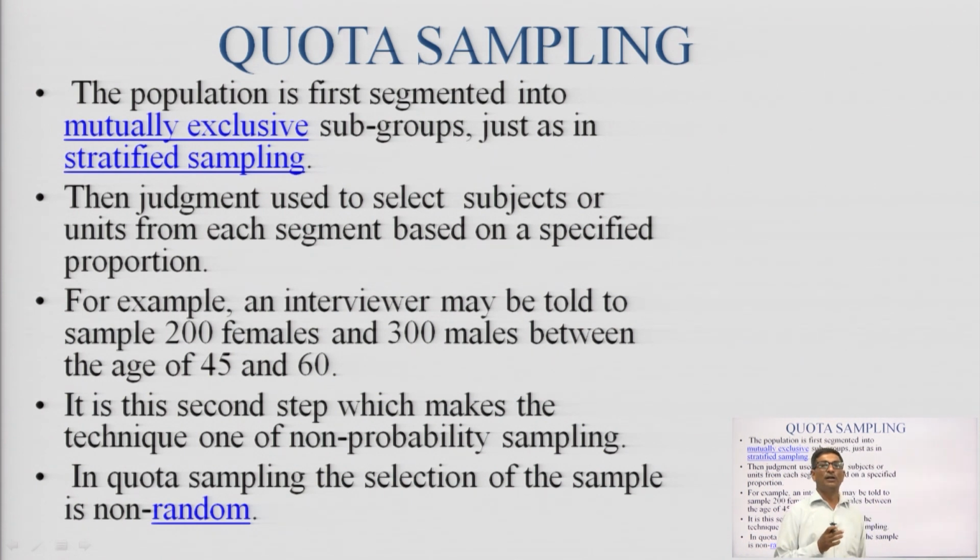So, this is non-probability sampling, and another is convenience sampling. In convenience sampling, we can select the sample according to our convenience. So, first is quota and another is convenience sampling.